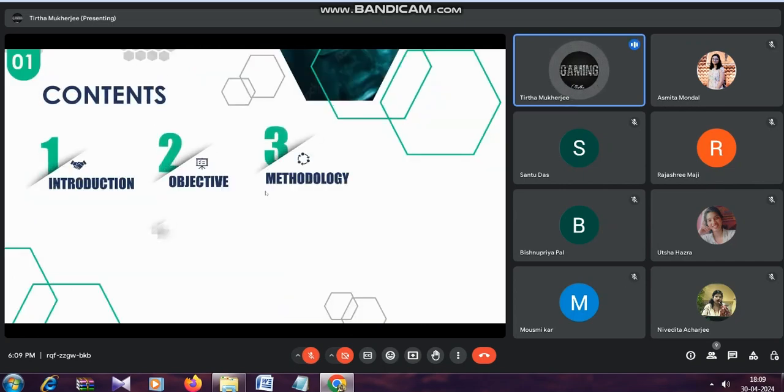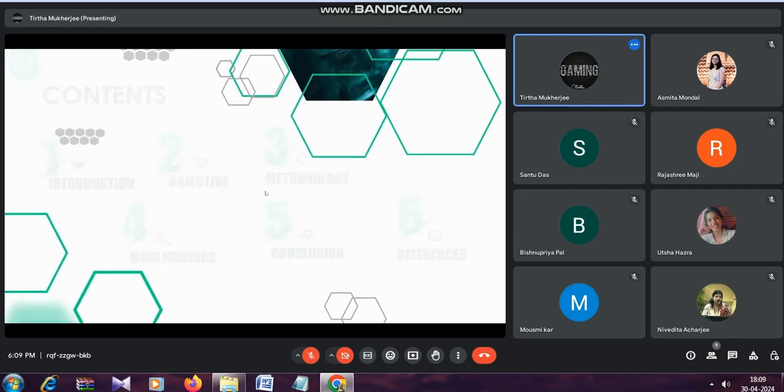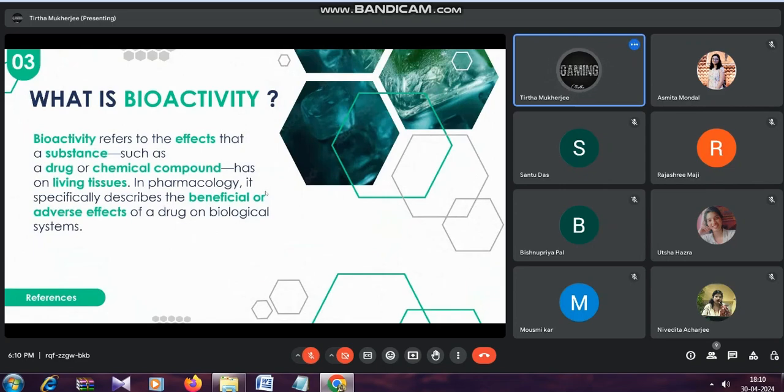At first, let's quickly go over the contents of today's presentation: introduction, objectives, methodologies, main findings, conclusion, and references. Let's begin our introduction by exploring the concept of bioactivity. In simple terms, bioactivity refers to how a substance like a drug or a chemical compound affects living tissues. It's all about understanding the impacts these substances have on our bodies. In pharmacology, the focus is on studying the beneficial or adverse effects of drugs on biological systems.